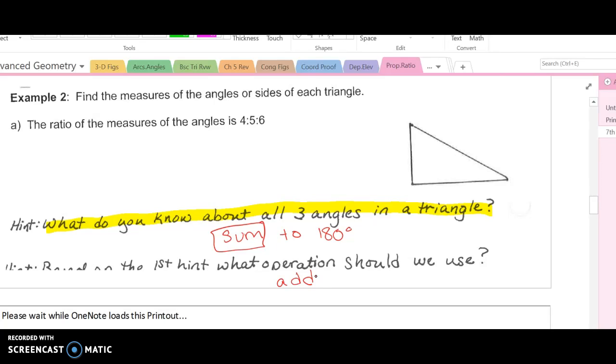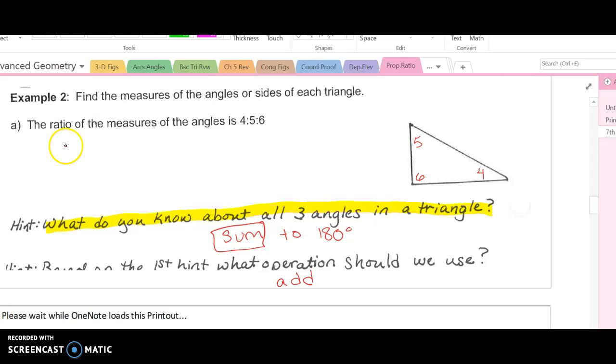So what would this look like if our smallest angle was 4 something, and this one was compared to that, it was 5 something, and then compared to that, this was 6 something? What does that look like? I'll pause the video for a second and think about it, and then come back and we'll take a look.